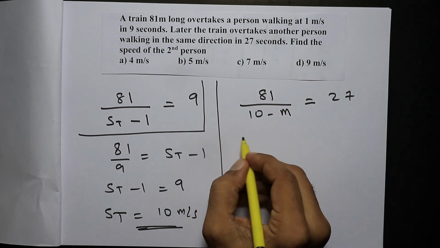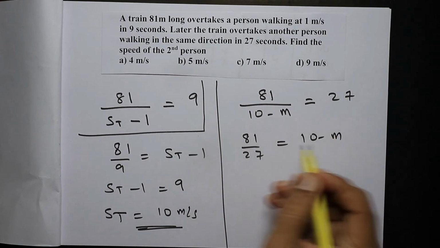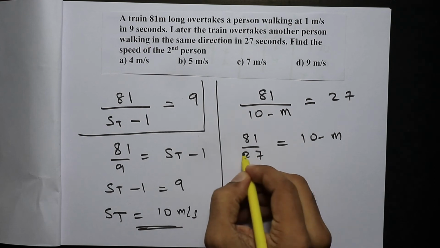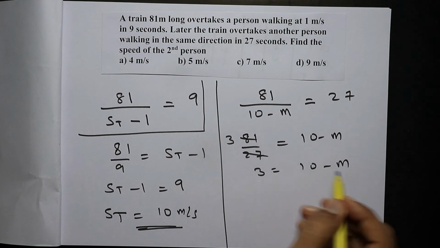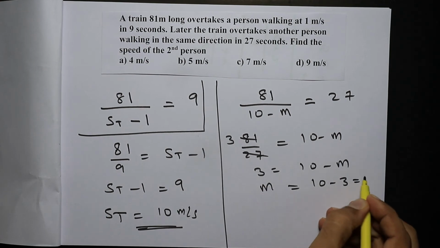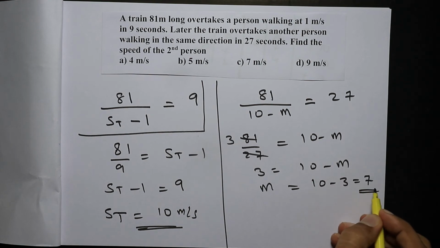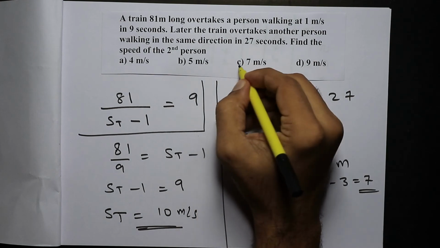So we'll just solve it. 81 by 27 is equal to 10 minus m. 27 divides 81 3 times, so 3 is equal to 10 minus m. I'll bring m to this side, so m is 10 minus 3, equal to 7. 7 meters per second. That is the speed of that man. Hence option C, 7.